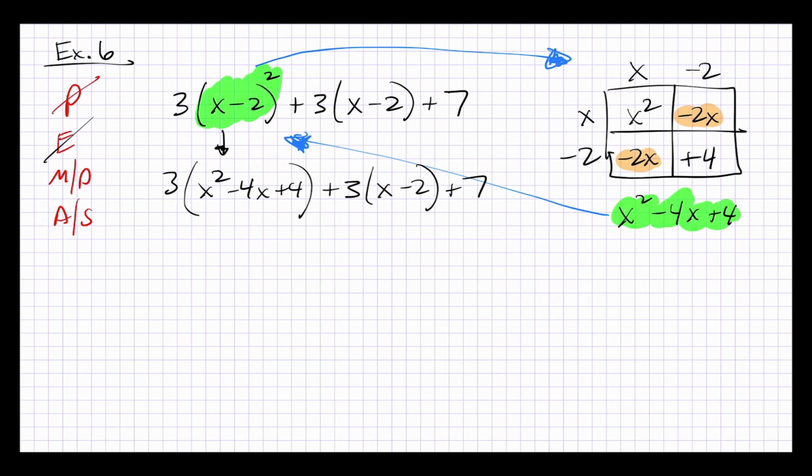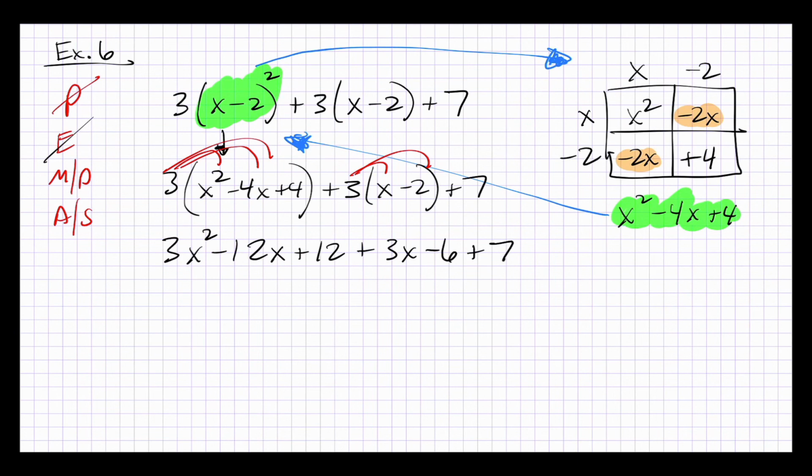So now I can officially cross out the E. Now you can do exponents. Or sorry, you can do multiplication. Sorry, I said exponents, but you can do multiplication. Distributive property. Three x to the second power minus 12x plus 12 plus 3x minus 6.